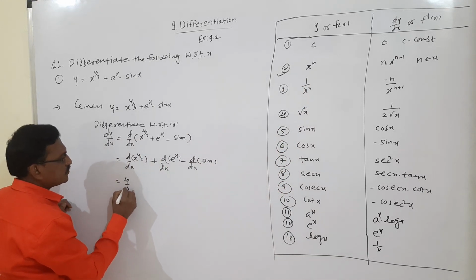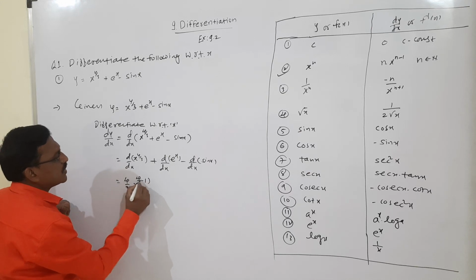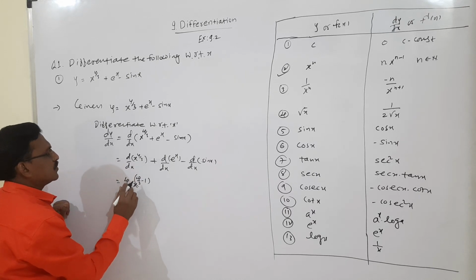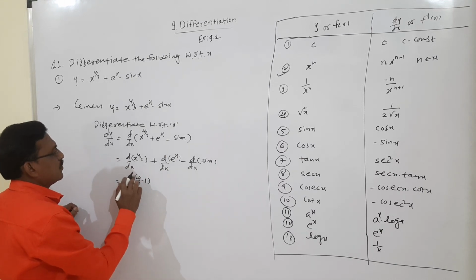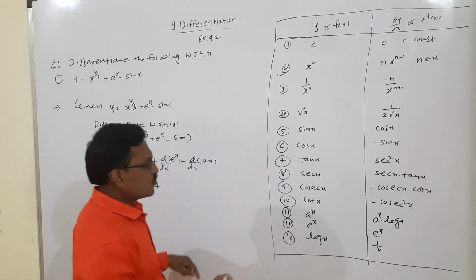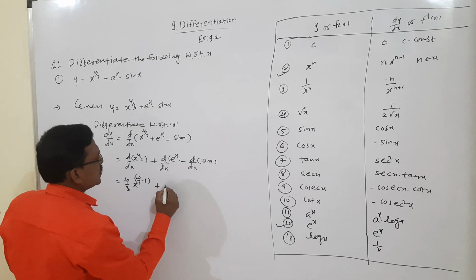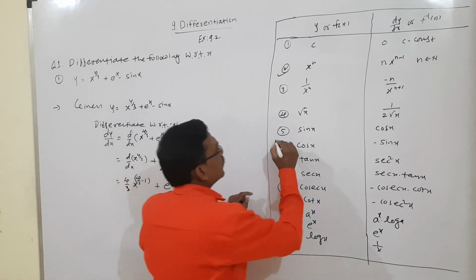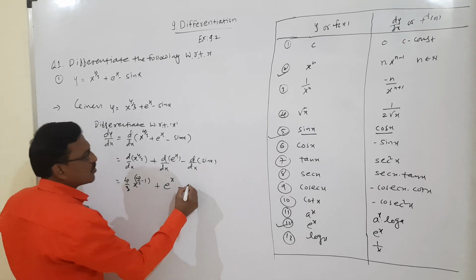So 4 by 3 into x raised to 4 by 3 minus 1. Its derivative is here. Then plus, here we use the exponential function formula number 12. Derivative of e raised to x is e raised to x. And in the last, derivative of sin x, we use the first trigonometric formula. Derivative of sin x is nothing but cos x.